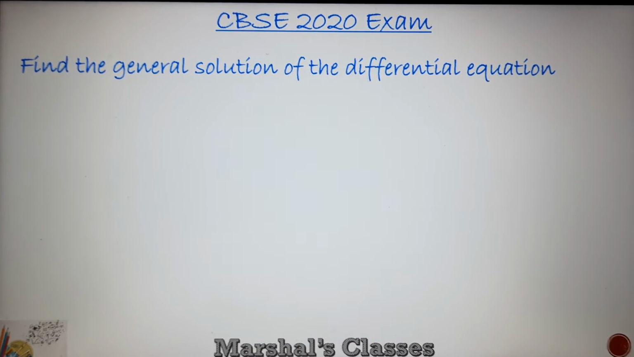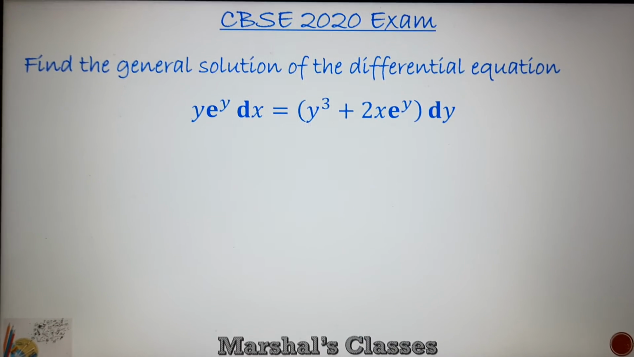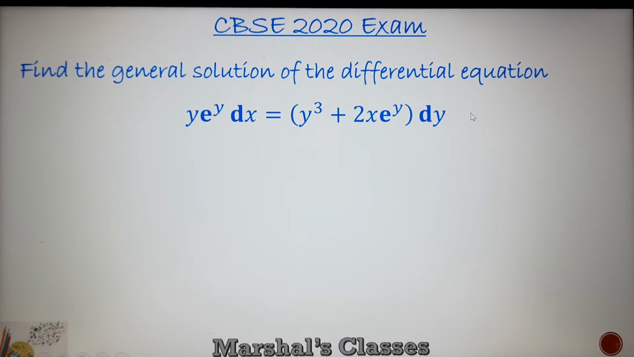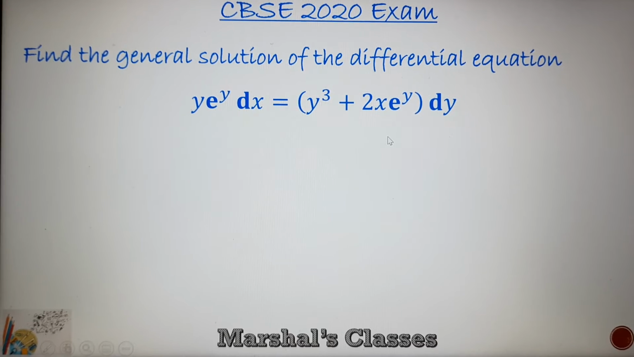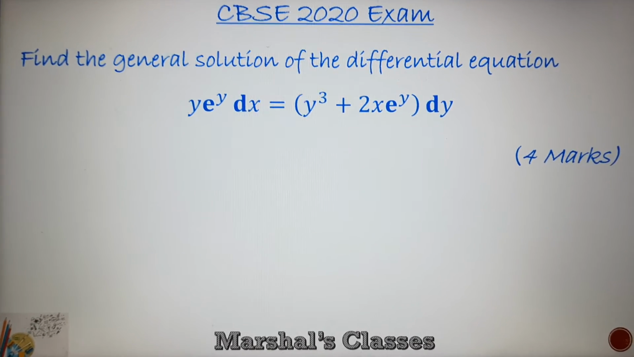Find the general solution of the differential equation y e^y dx = (y^3 + 2x e^y) dy. This problem carries a weightage of 4 marks. Let's see how we solve this problem.